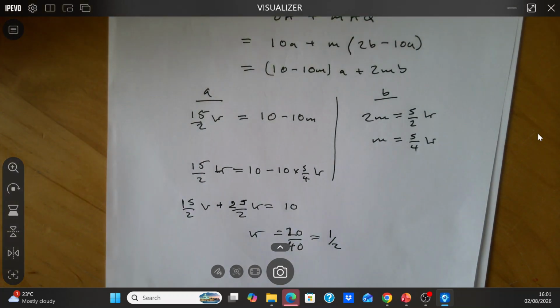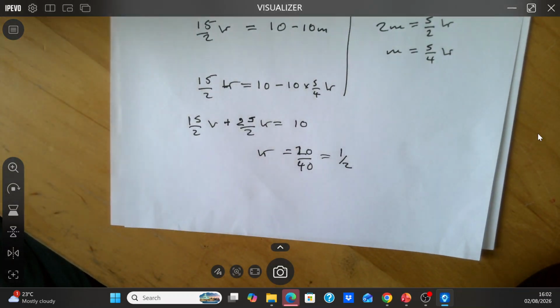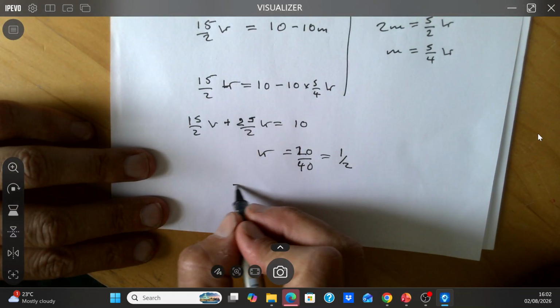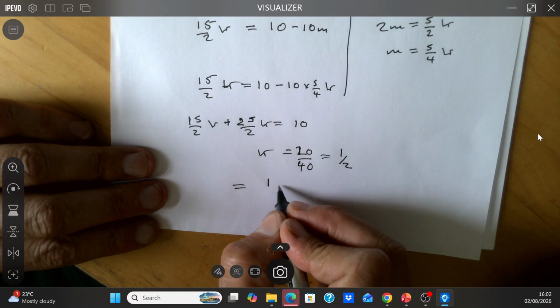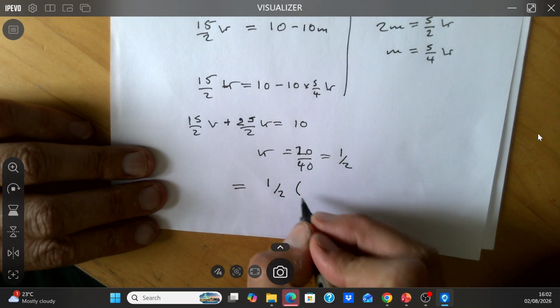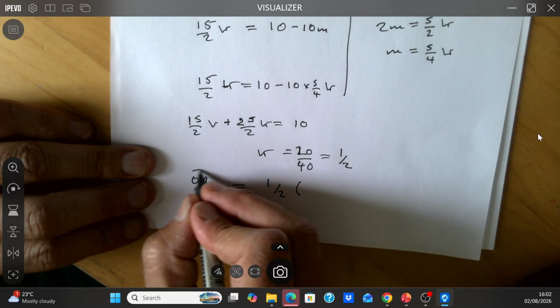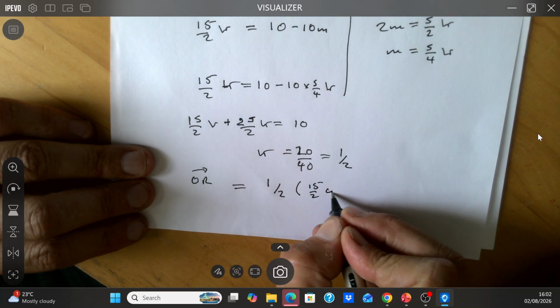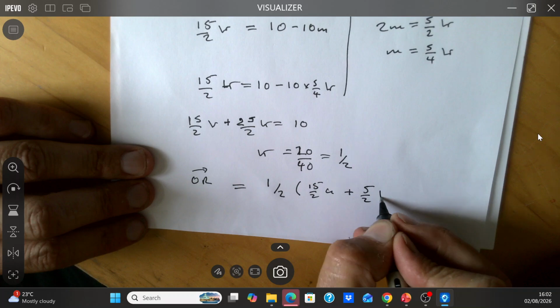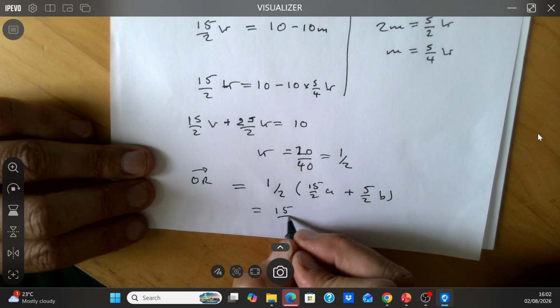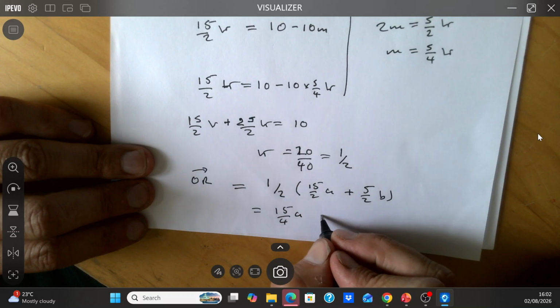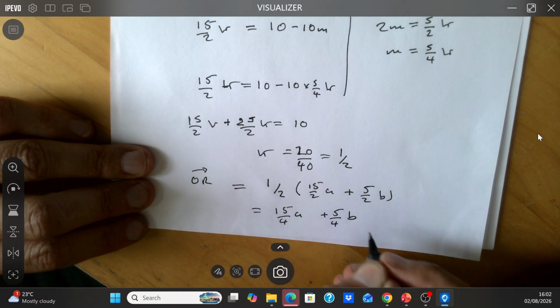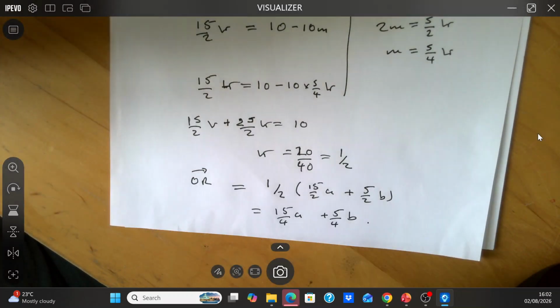Using that, now this is the bit lots of people get k and they think I'm done. Having marked for this paper, lots of people, having done the hard work, forgot to write it out. We are working out OR. So OR is a half of 15 over 2a plus 5 over 2b, which is 15 over 4a plus 5 over 4b.